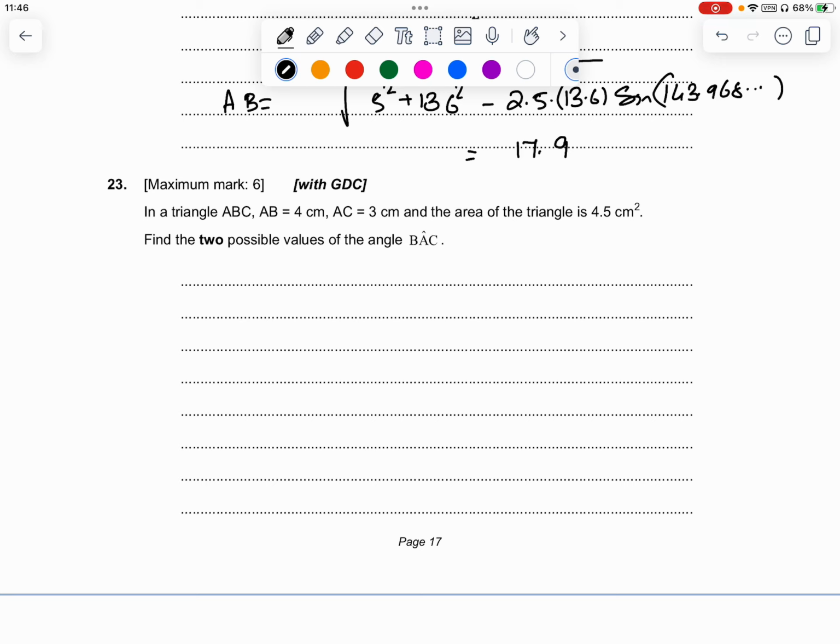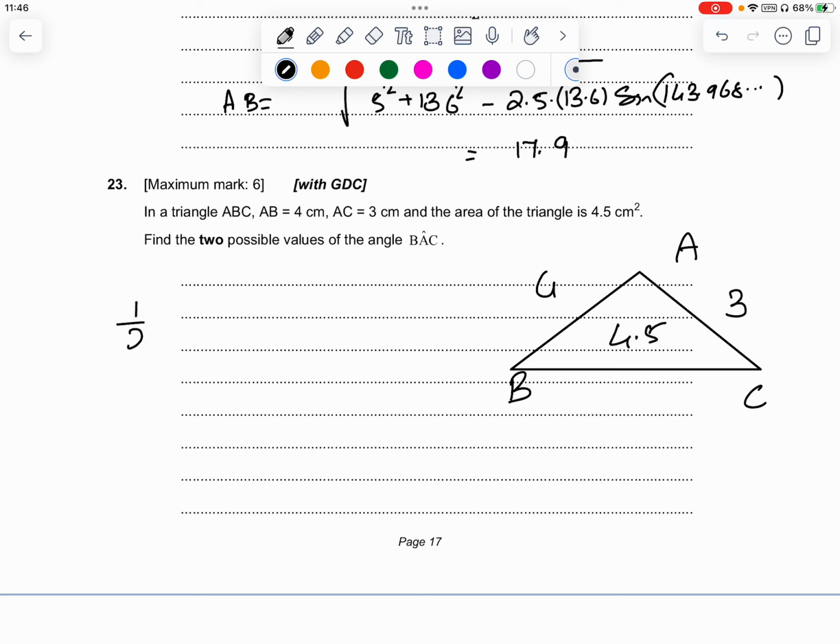Question number 23. This is triangle ABC. AB is 4, AC is 3, area is 4.5. Find the two possible values of angle BAC. So 1 upon 2 times 3 times 4 times sine A equals 4.5. So sine A equals 0.75. So from here A value will be either 48.6 or 180 minus 48.6, which is 131.